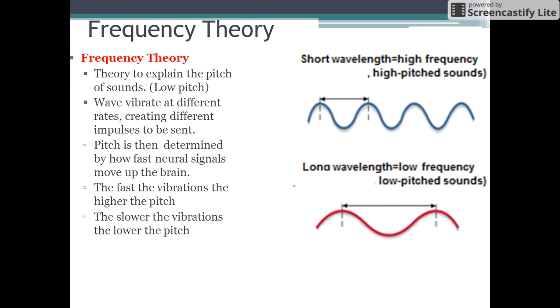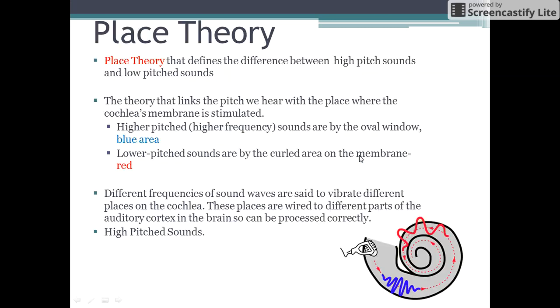We have frequency theory. Frequency theory is used to explain the pitch of the sound as well. Specifically, a lot of low-pitch sounds helps us understand this pitch. Waves vibrate at different rates. So these are going to vibrate a lot faster than these waves, creating different impulses that are sent to the brain. Pitch then is determined by how fast these are vibrating versus how fast these are vibrating, which sends signals up to the brain. The faster the vibrations, the higher the pitch. The slower the vibrations, the lower the pitch. Make sure you have these 2 things drawn in your notes as well.